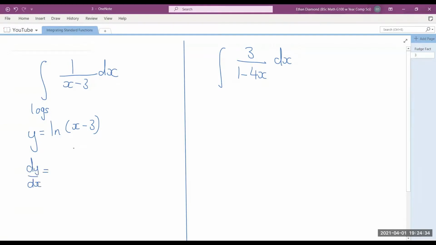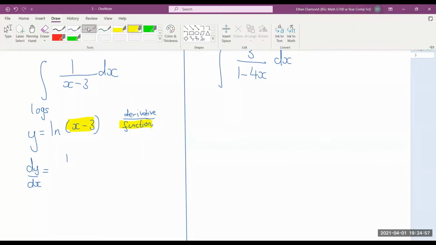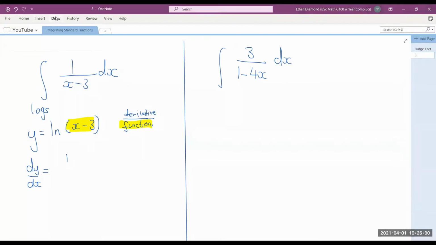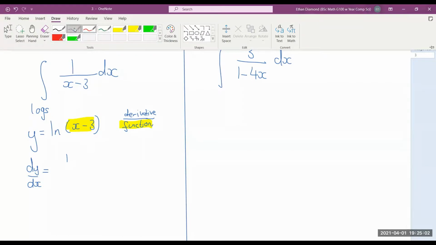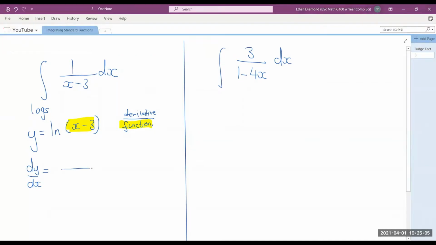how do we integrate logs? Well, I'm assuming you know how to differentiate logs. It's the derivative over the function, I'm going to write it here, the derivative goes on top of the function. And what do I mean by the function? The function is, of course, the thing in the brackets, and the derivative is what happens when you differentiate the thing in the brackets. So let's make that crystal clear. The derivative is going to be 1, and the function is going to be x minus 3.